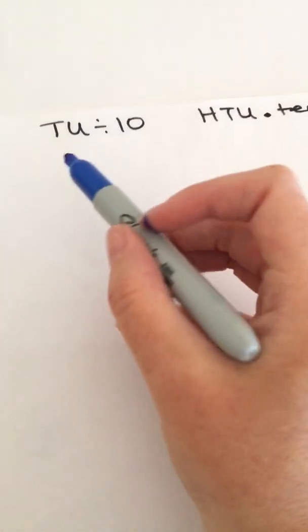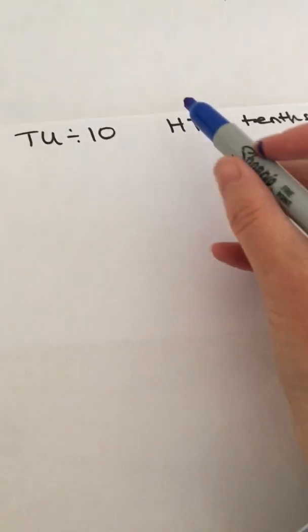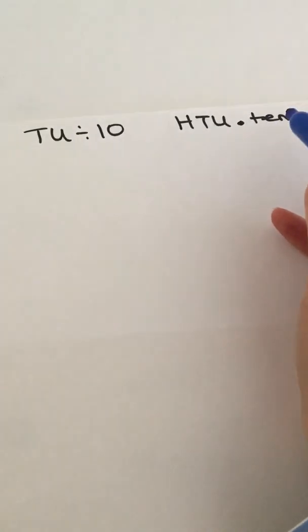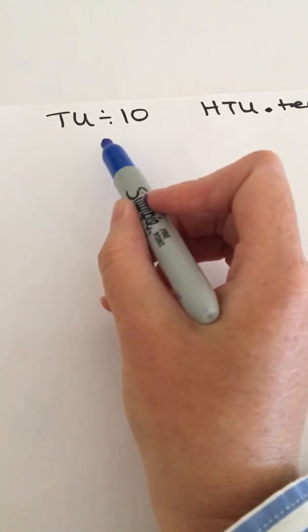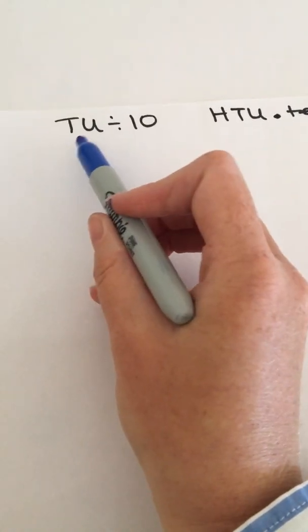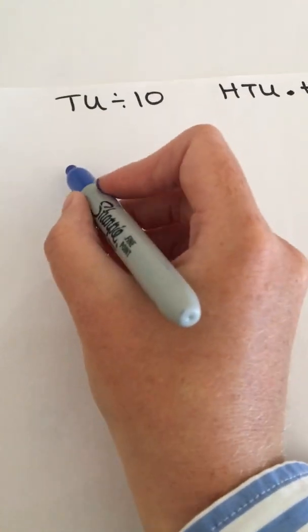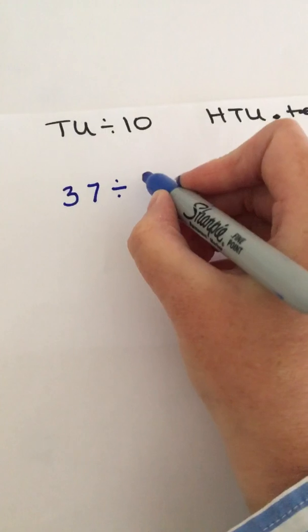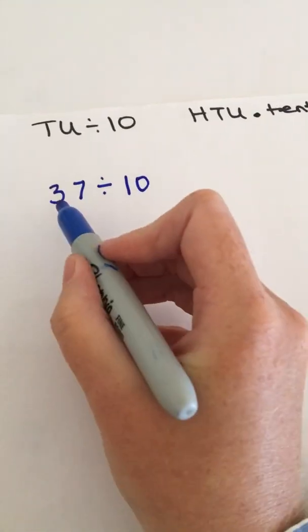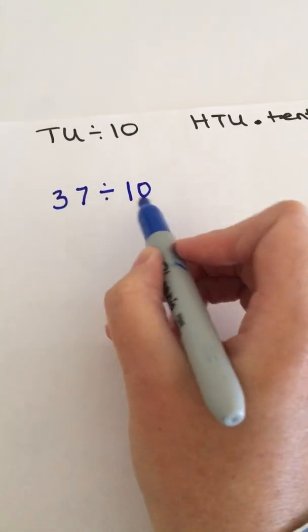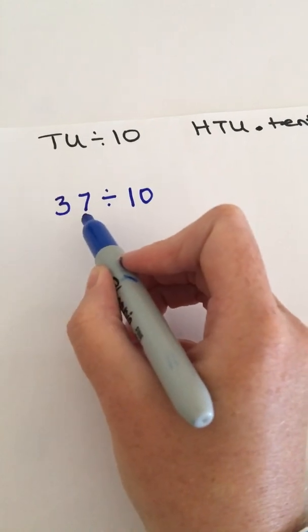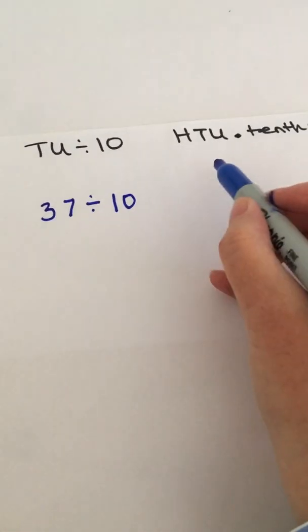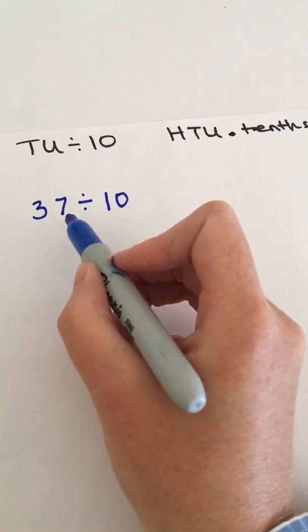Okay, we're going to look at a two-digit number divided by 10, and we're going to use our place value columns to help us see what's happening when we divide a two-digit number by 10. So this is the tenths and units. So for instance, if we've got the number 37 and we're dividing it by 10, we're going to move each of these digits one place to the right. So they're going to get 10 times smaller.